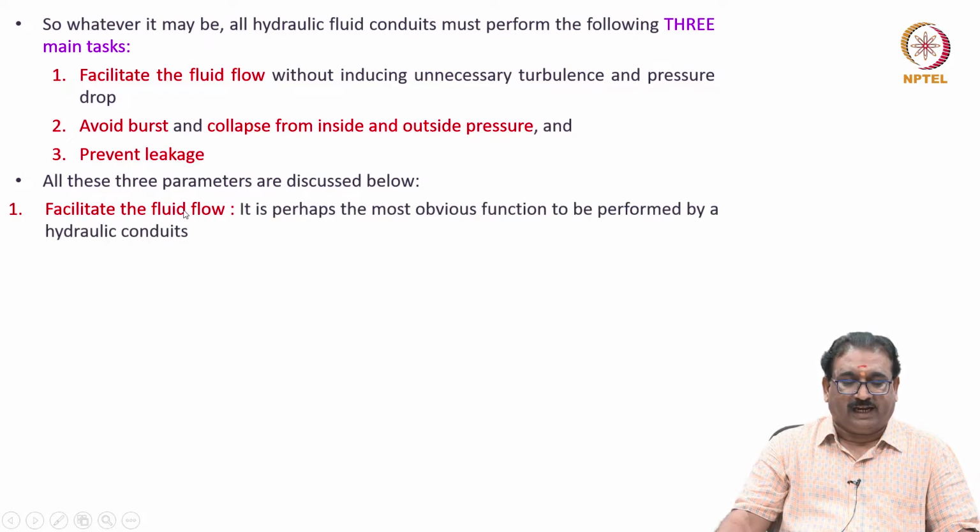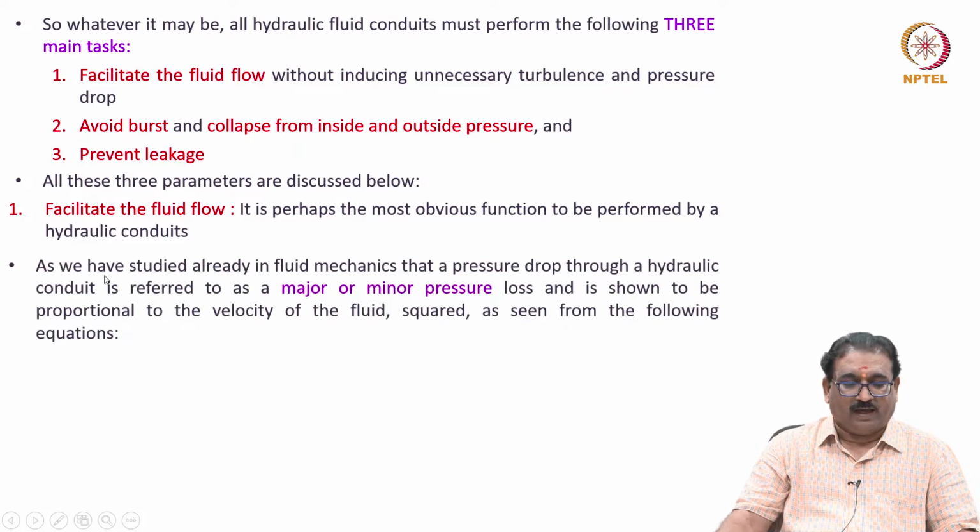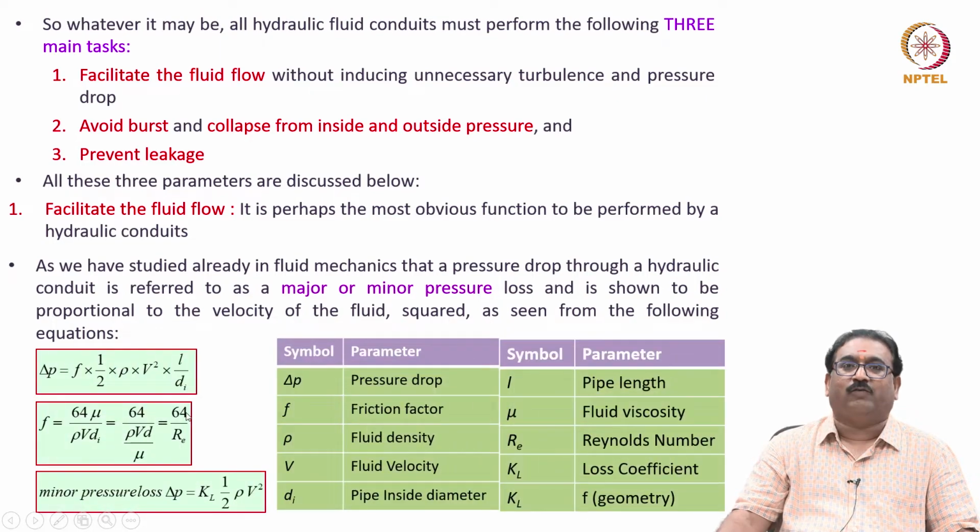First one is facilitate the fluid flow. It is perhaps the most obvious function to be performed by the hydraulic conduits. As we have studied already in fluid mechanics, a pressure drop through a hydraulic conduit is referred to as a major or a minor pressure loss and is shown to be proportional to the velocity of the fluid squared, as seen from the following equations.